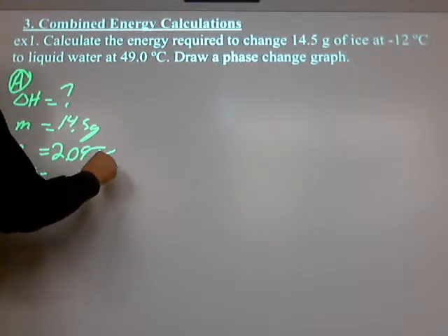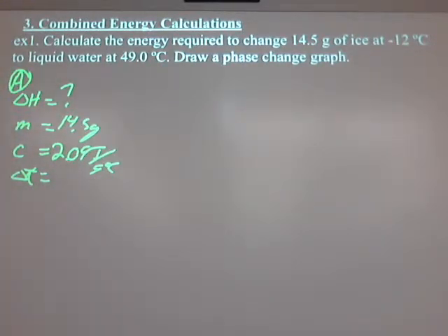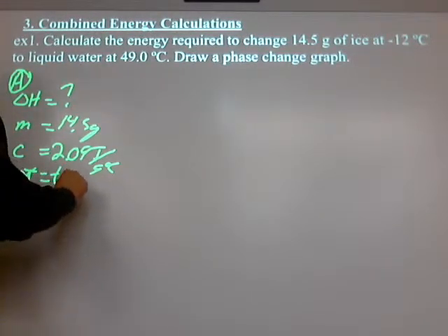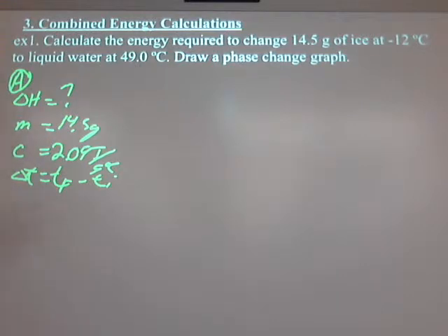2.09 joules per gram degree Celsius, because that's the specific heat of what? Solid water. Solid. You've got to look above. There are three of them: water as a solid, as a liquid, and as a vapor. And delta T is, remember, TF minus TI. You've got to be careful of that too.